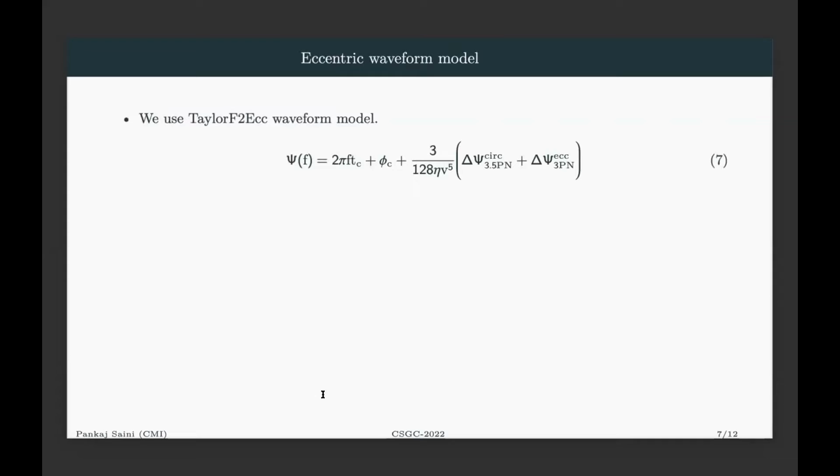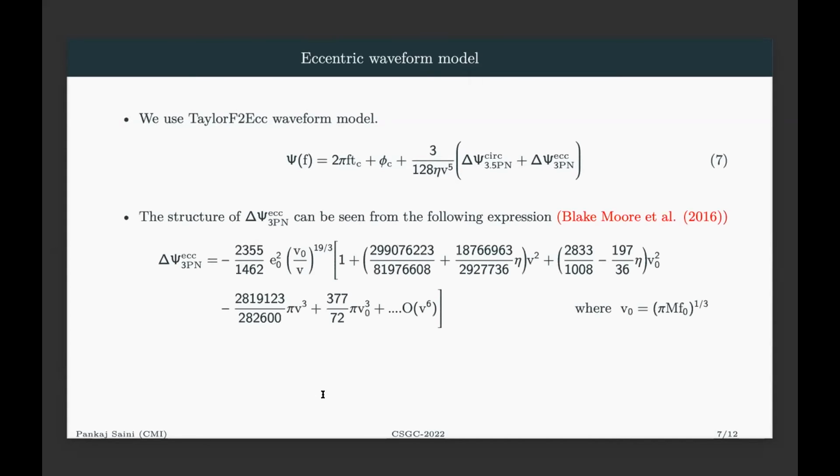So we use the TaylorF2 eccentric waveform model, which describes the inspiral part of the waveform. And the phase of this waveform model can be decomposed into two parts, the circular and the eccentric part. And the structure of the eccentric part can be seen from this expression. This is expanded in powers of v and v0, where v0 is defined as (pi M f0)^(1/3), and f0 is the reference frequency where we define our initial eccentricity e0. And this waveform is valid for small eccentricities less than 0.2.